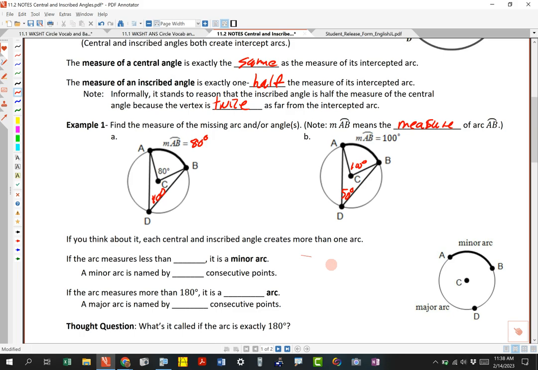So if you think about it, each one of these inscribed angles and central angles actually creates more than one intercepted arc. It creates the one on the inside of the angle, so to speak, and it also creates one on the outside. So a small one and a big one, if you wanted to think of it that way, okay? So we've got this small one, AB, and then we've got this big one on the outside here. So if the arc measures less than 180 degrees, we call it a minor arc. And on a minor arc, we name it by 2 consecutive points. So for example, over here, this is minor arc AB, okay?